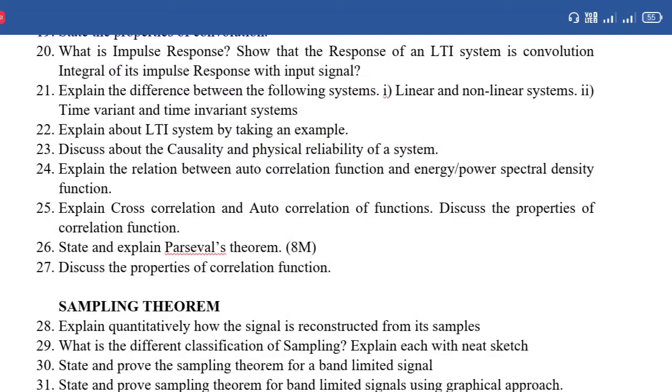State and explain Parseval's theorem. Discuss the properties of the correlation function.